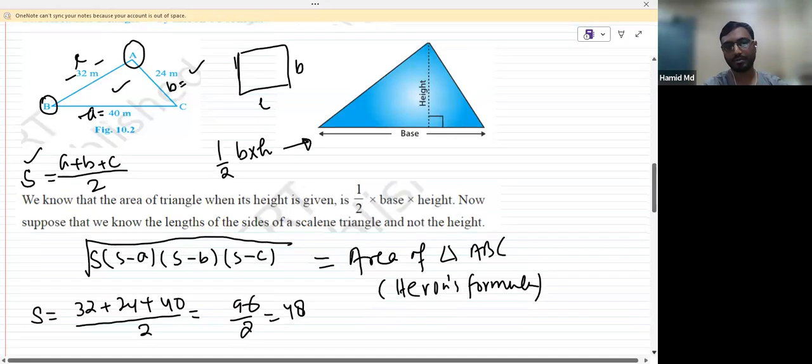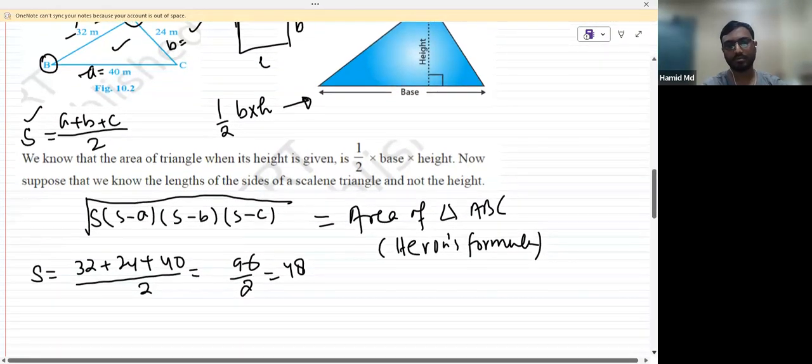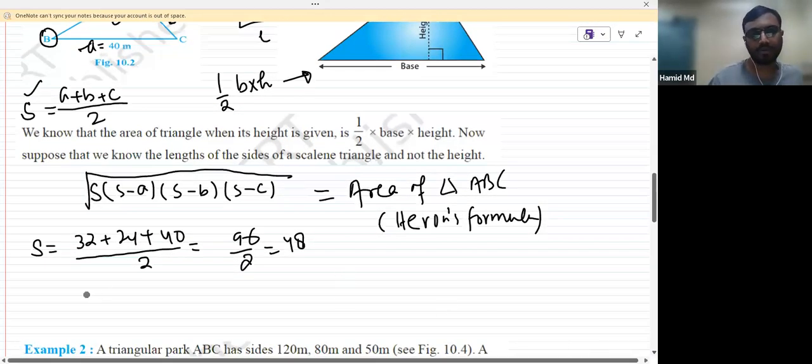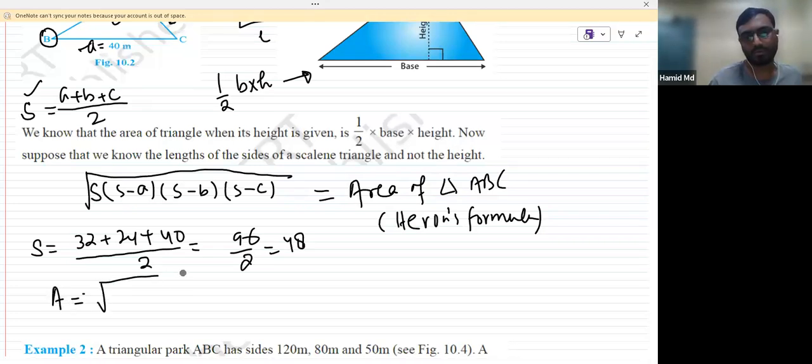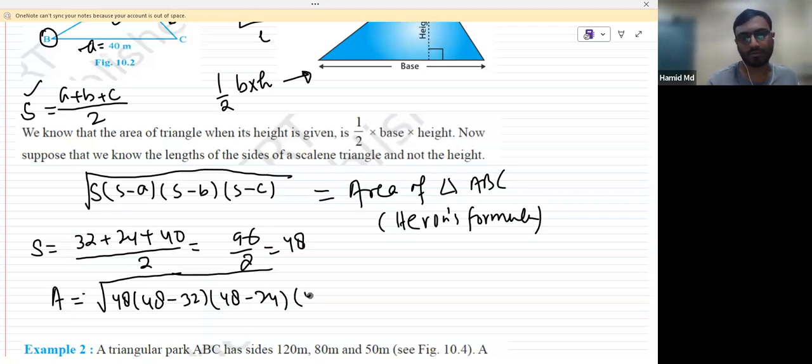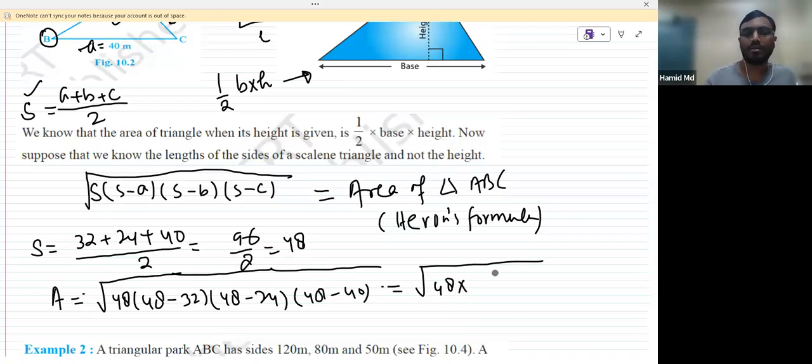So what we will do, we will write area is equal to root of S into S minus A. What is A? 32. Then 48 minus B. What is B? 24. Minus 40. So 48 minus 32 is 16, into 48 minus 24 is 24, into 48 minus 40 is 8. Right.